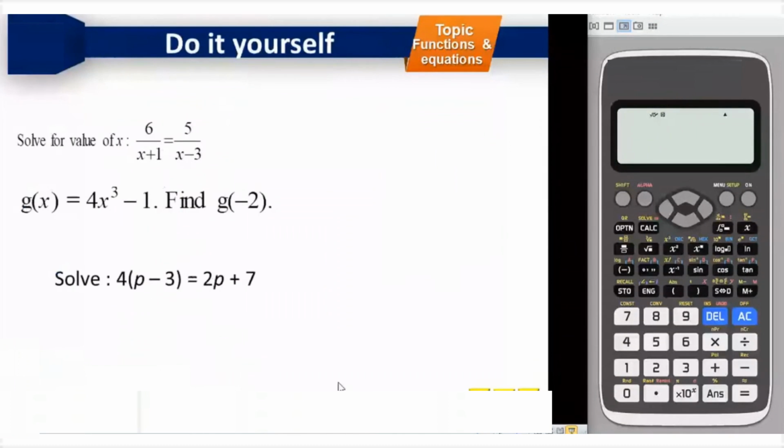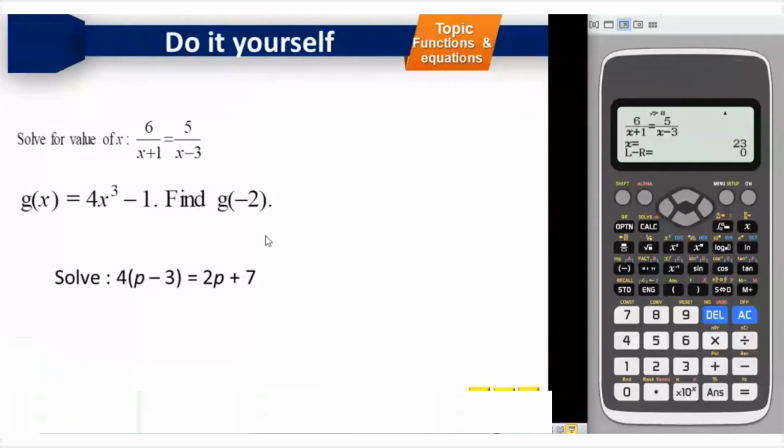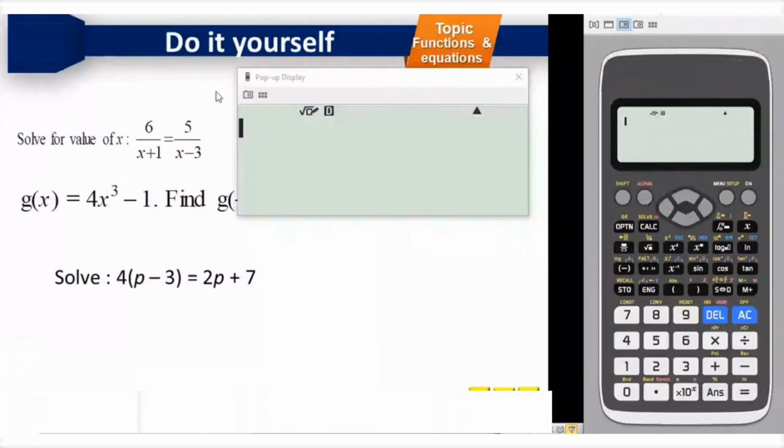All right, now this is a do it yourself question. The first part is we have to write this equation. It's a fraction, so I press the fraction button. I press 6. I scroll down. This is x plus 1. I press the right button to come out of the fraction. I press alpha and calculate to write equals to. I press the fraction button, 5, I scroll down. This is x minus 3. I hope this is clear.